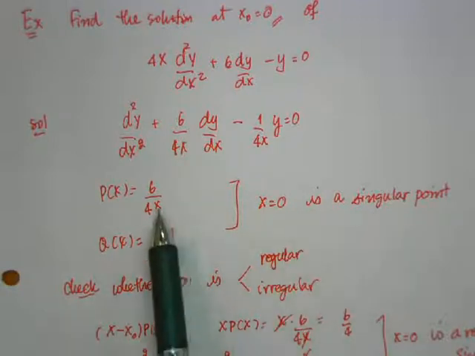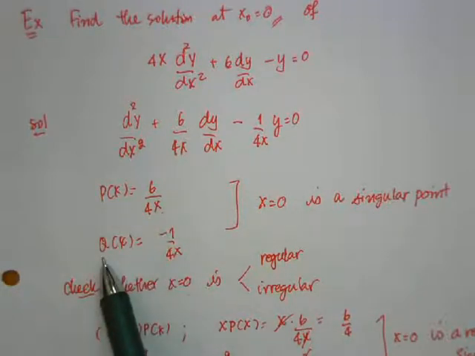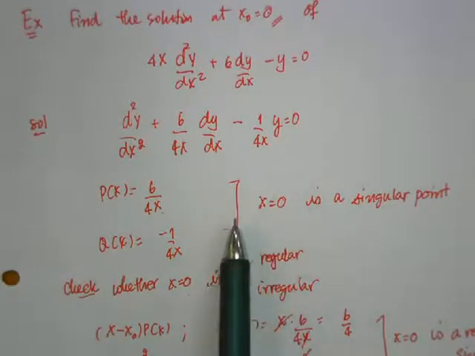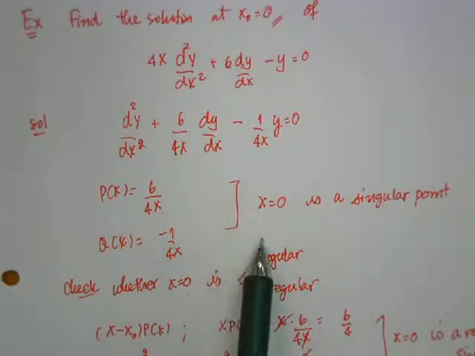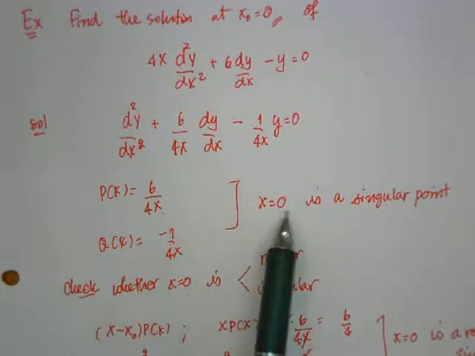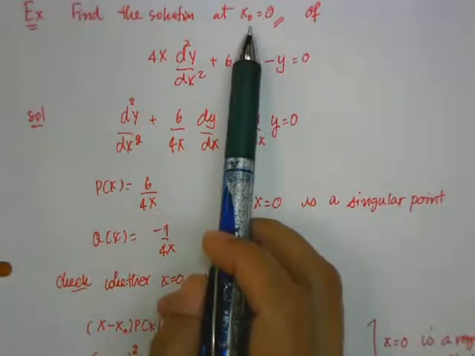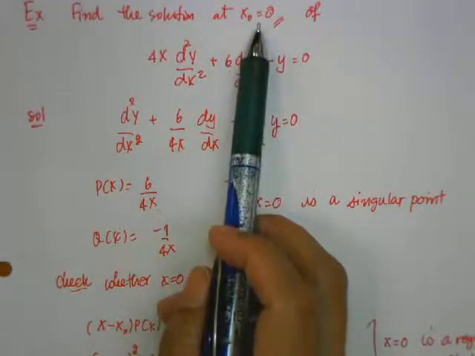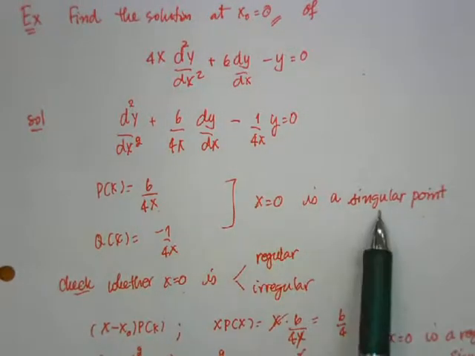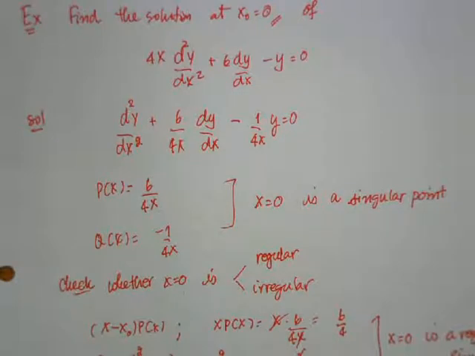Because at x equal to 0, q(x) and p(x) are non-analytic functions. So the rest of x would be ordinary points. Now, because they are asking us to find the solution at x equal to 0, and we know x equal to 0 is a singular point, we have to prove whether x equal to 0 is a regular or irregular singular point. If it is regular, then we can use the Frobenius method to find the solution.